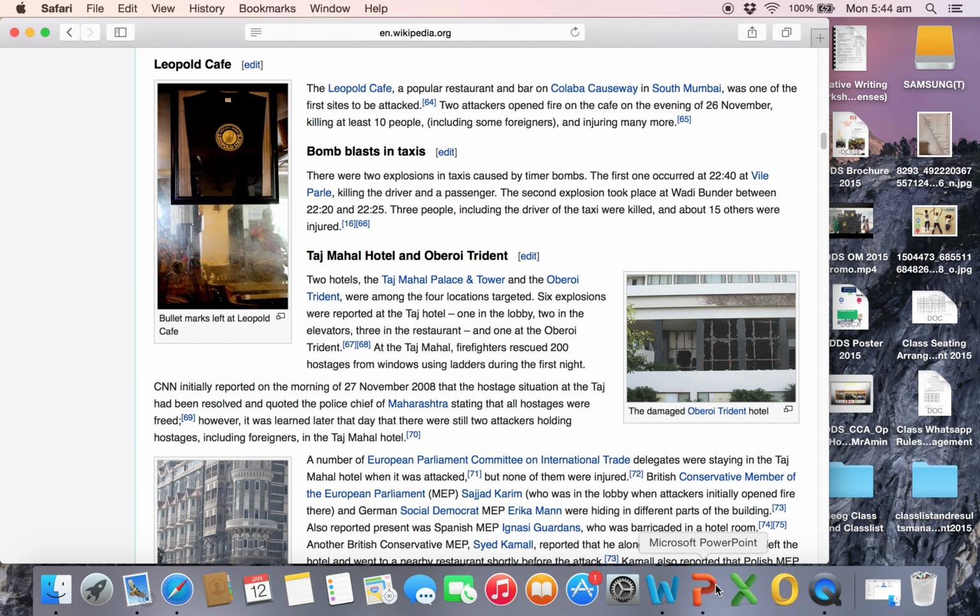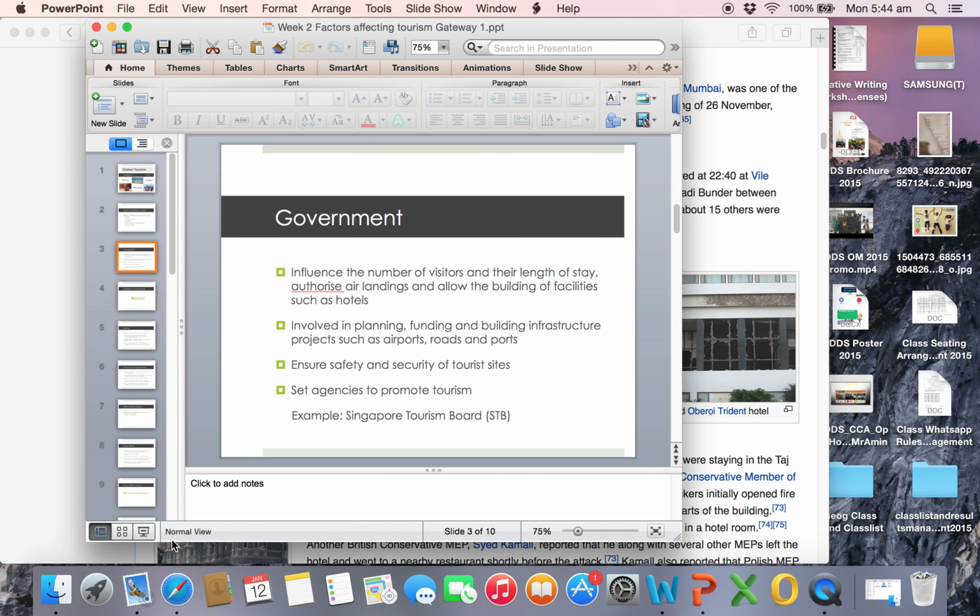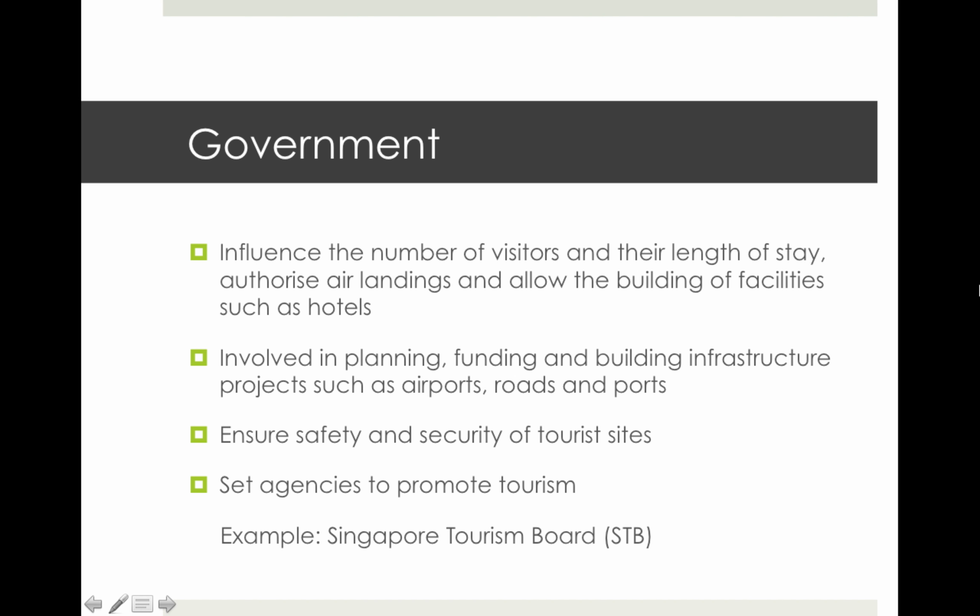Now, if you cannot guarantee the safety of tourists, you would not get tourists visiting your country, and it's quite difficult for you to carry out your tourism activities if you cannot guarantee their safety. Now, lastly, the governments also undertake measures such as setting up agencies to promote tourism.